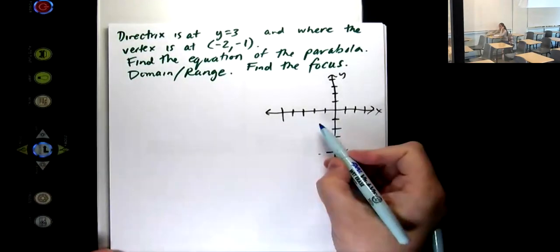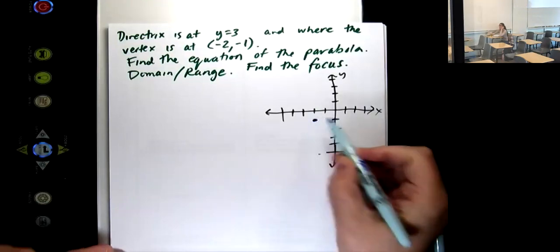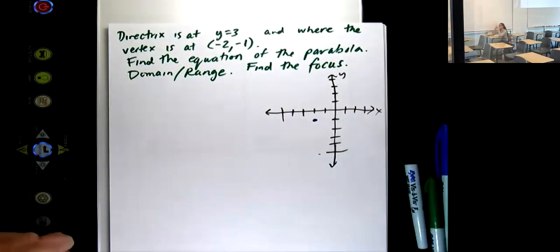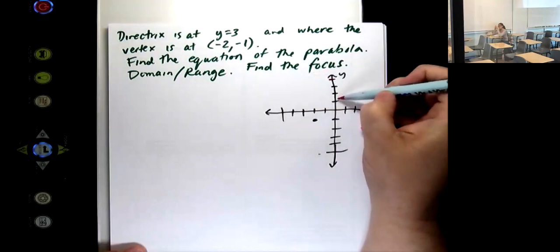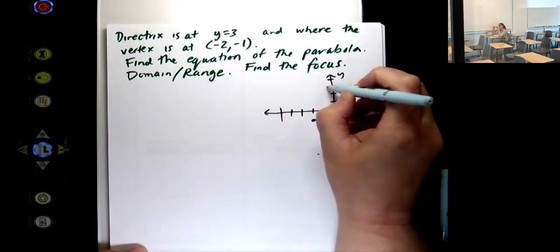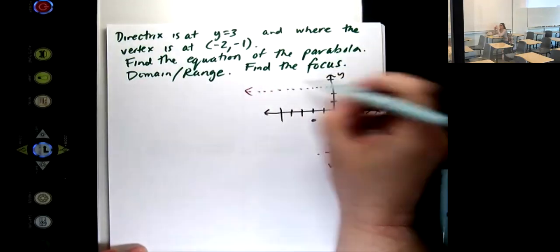Where is the line y equals -3? Or y equals 3? Is that a vertical or a horizontal line? Horizontal. So we'll go up to y equals 3 and we'll make a horizontal line there. That's my directrix.